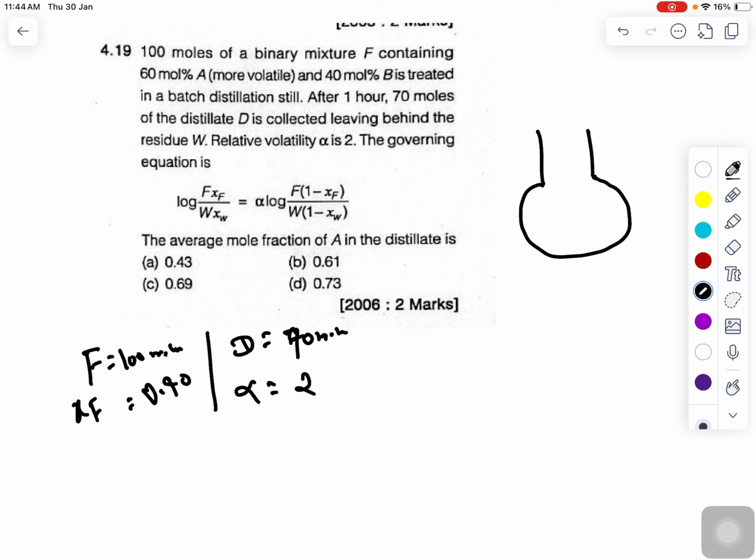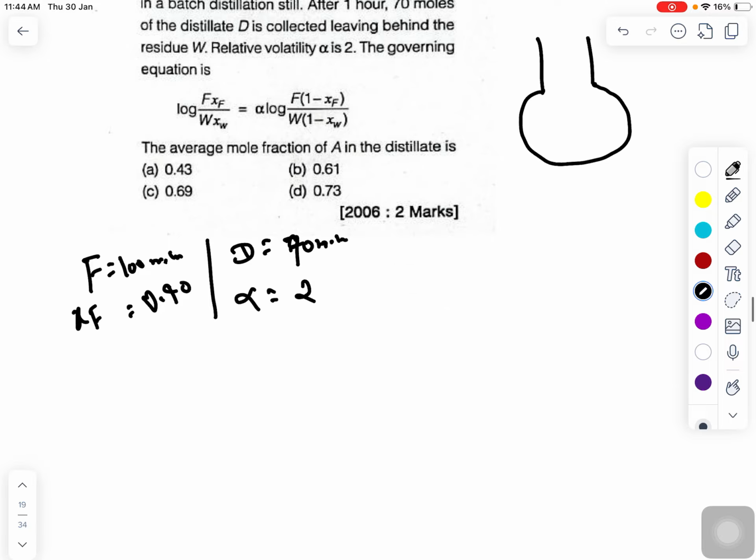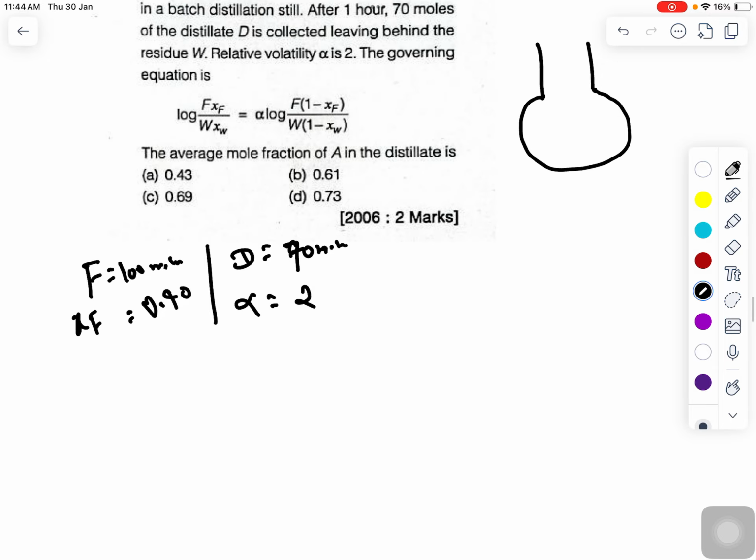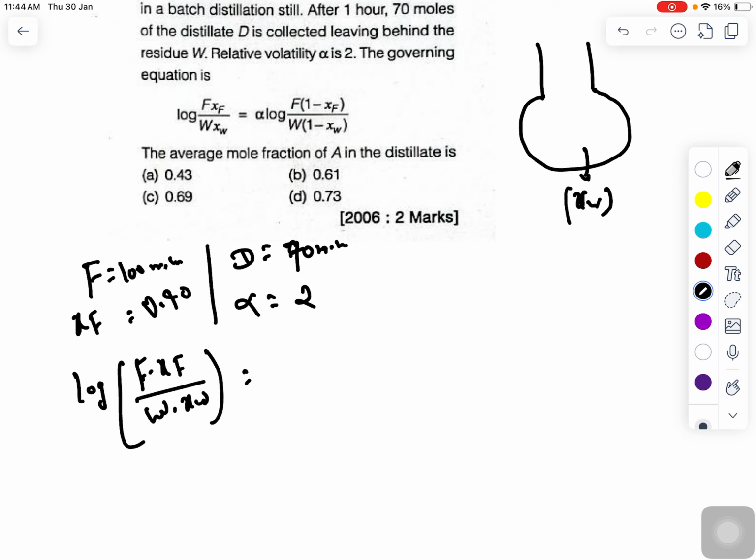The governing equation, this equation is called the Rayleigh's equation for the batch distillation rate. So you are supposed to calculate the average mole fraction of A in the distillate, right? So let's try to calculate this. What is the average mole composition of distillate? You are supposed to calculate the value of XW here. So from the formula, log F into XF divided by W into XW equals alpha log F into 1 minus XF divided by W into 1 minus XW.